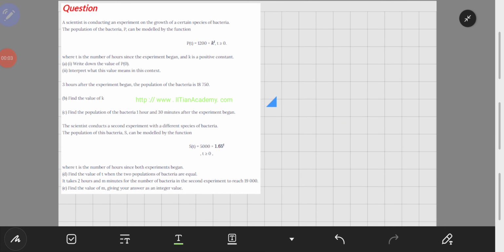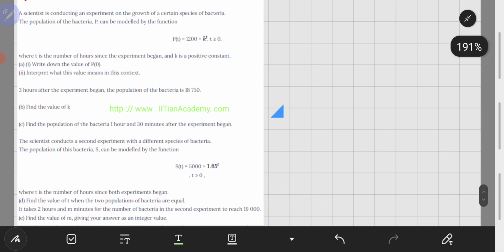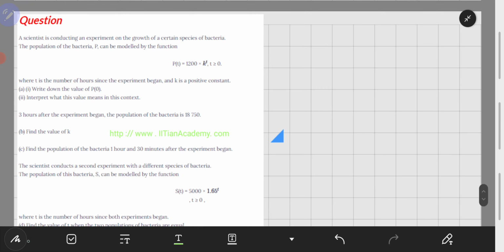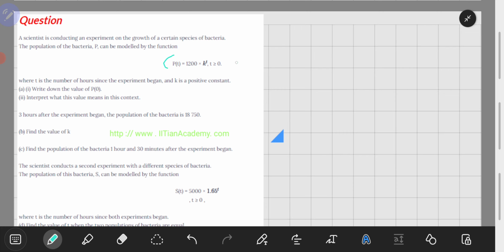Here we're doing question 2. All right, so we have a growth equation. A scientist is conducting an experiment on growth of a certain species of bacteria, and the bacteria can be modeled by the following equation, where T is time and K is a constant. So now we're asked to write down the value of P naught.